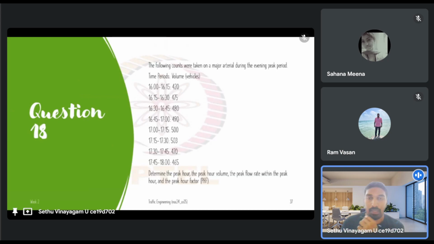Okay, and this will be the last question for this session. So here we are trying to calculate the PHF and the related quantities. We are given the traffic counts that were taken in different 15-minute periods, from 4 o'clock to 6 o'clock. The first 15 minutes had 420, the next 15 minutes 475, and so on, till 6 o'clock. Using this data, we need to find out which is the peak hour, what is the volume in the peak hour, what is the peak flow rate within the peak hour, and what is the peak hour factor.